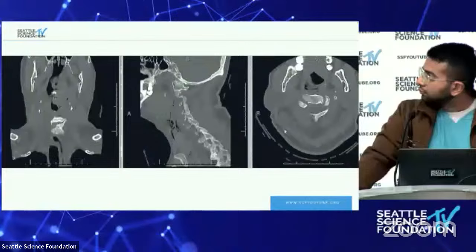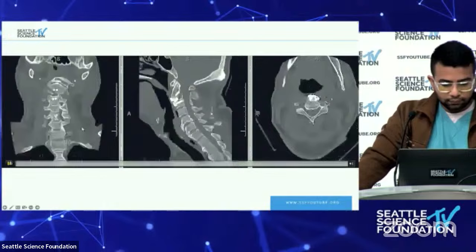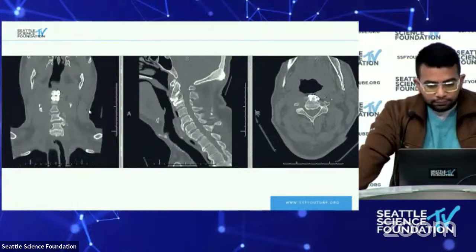So in the AO criteria, it would be considered a type 3. No doubt that this injury by itself could have been treated with, at least for some time, bed rest, traction, and a collar. Now, if you go through the CT scan, the subaxial injury at C6-7 is still unstable.